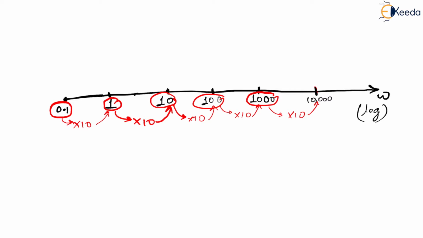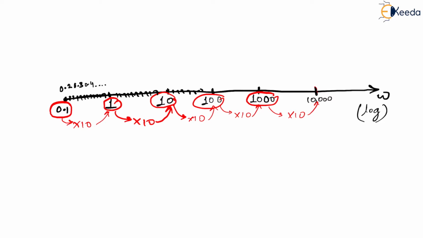Now if you check, between these there will again be 10 divisions, between these again 10 divisions, and so on. The next division after 0.1 will be 0.2, the immediate next will be 0.3, then 0.4, and it will go on.